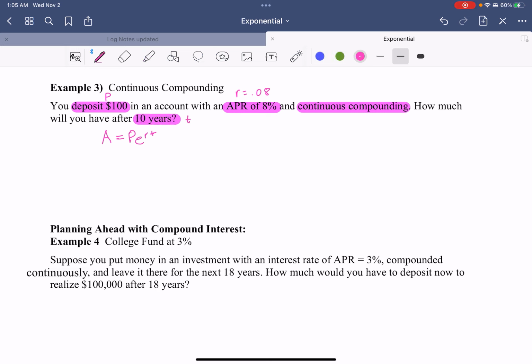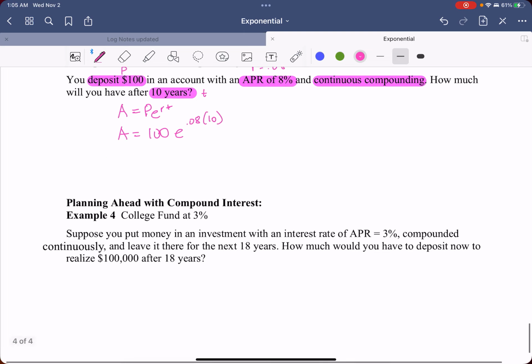So we're going to fill everything in. So I have A equals 100 times E to the power of 0.08 times 10. Okay, now I'm going to type that into the calculator.